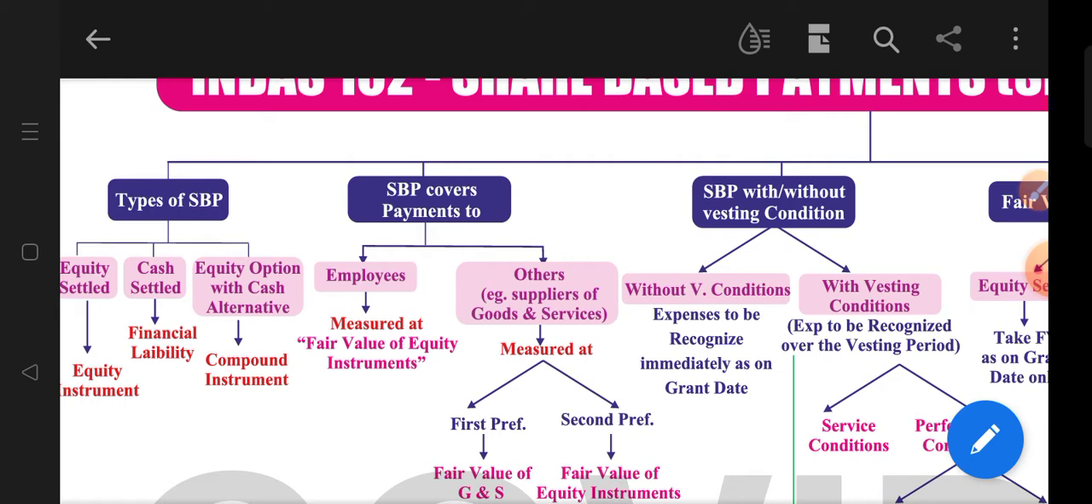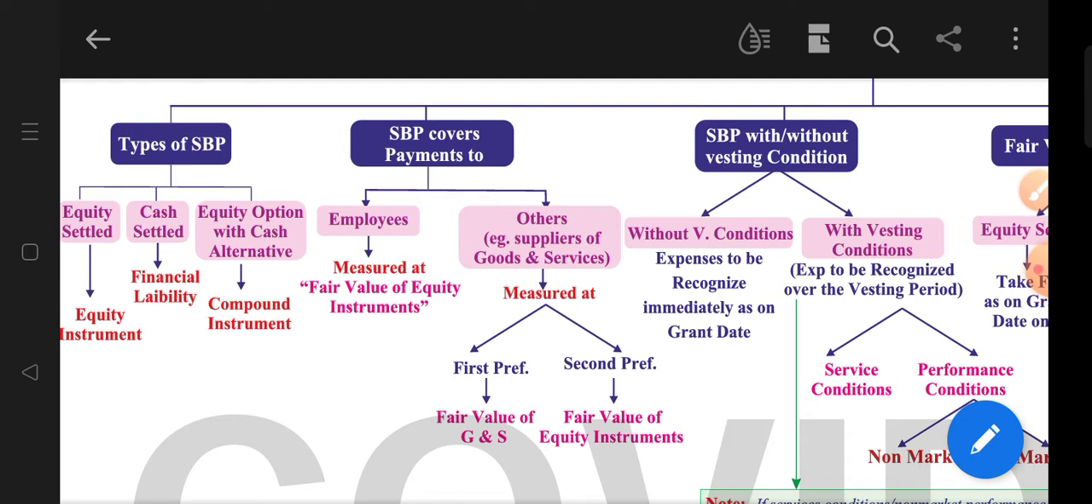But if it is paying the employees, then it has to be measured at the fair value of the equity instruments. Now if they pay the employees, what is the fair value of the equity instruments prevailing as on the date of vesting? As on the date of vesting, what is the fair value? That is what we have to treat as the main liability.